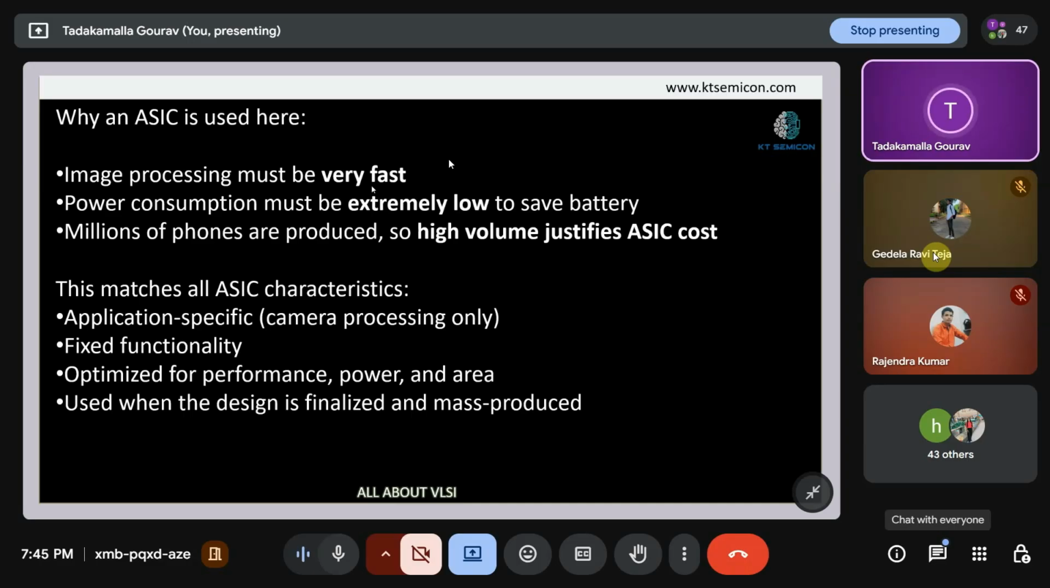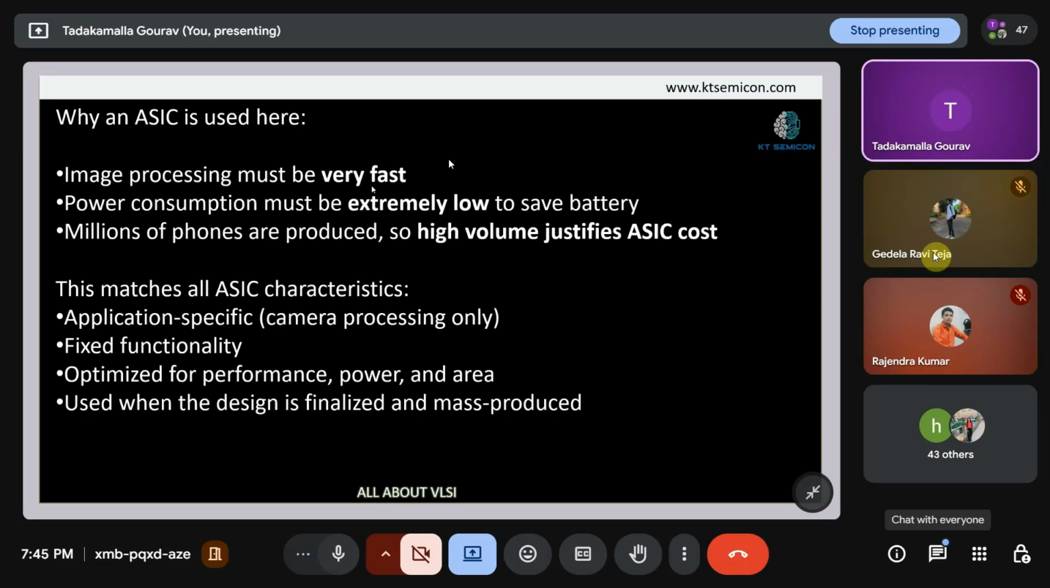And suppose you are using that camera and it is consuming 50% of your mobile phone's battery, then you're going to throw away your phone, right? So it must be very fast in terms of time, and it must be low power consumption, and it is going to be used not in one or 10 phones, right? That particular chip should be used in millions of phones. So for high volume consumption, your ASIC is preferred.